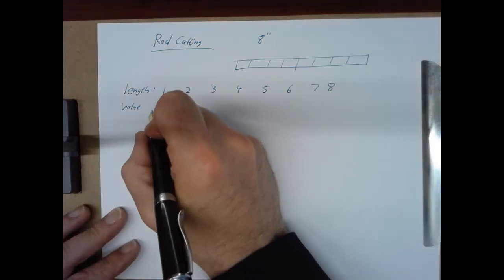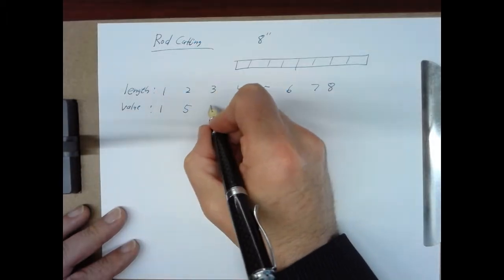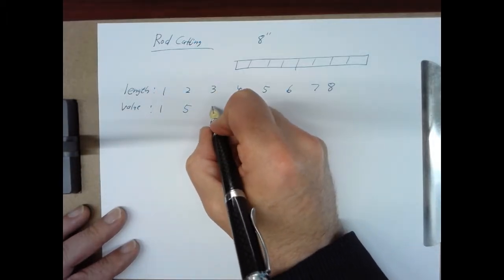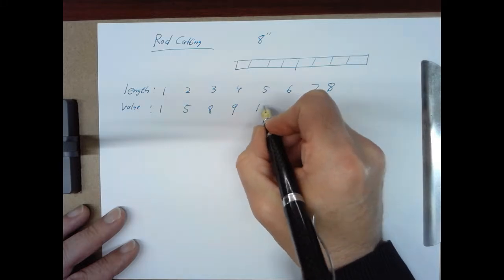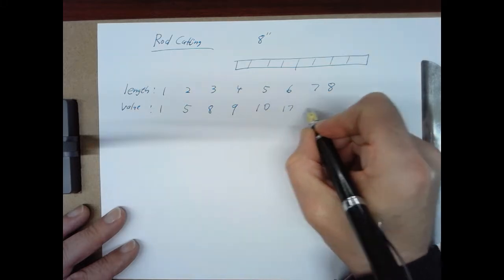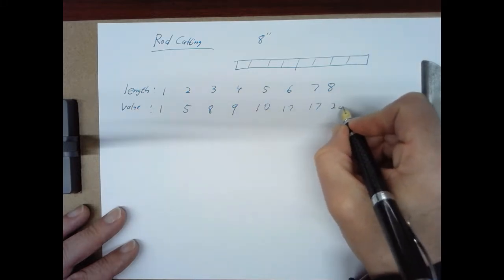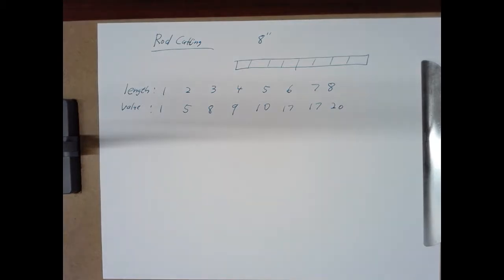And our prices, let's say, are 1, 5, 8, 9, 10, 17, 17, and 20. And for a particular problem, you're given this pricing table. And the question is, given that pricing table and an initial length of material, what's the optimal way to cut it up in order to get the maximum amount of money?